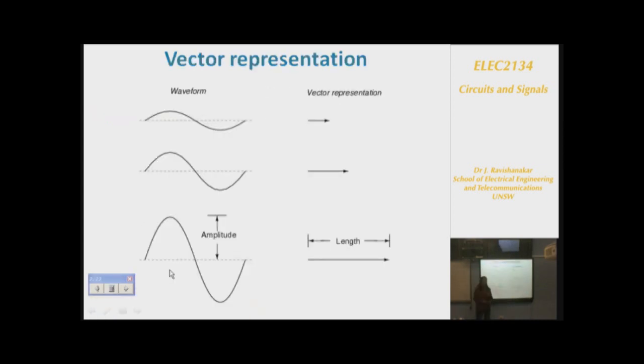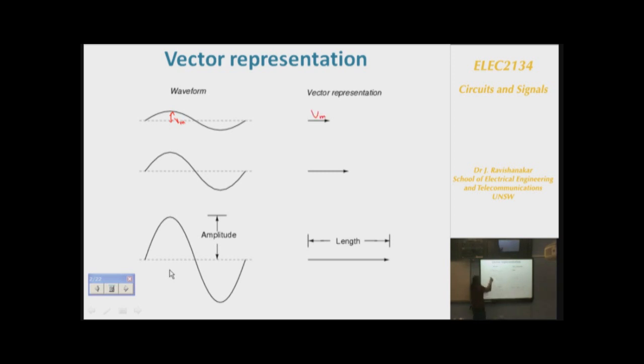You already know what a vector is. A vector is the one which has a magnitude and a direction. Now let us say this is a waveform. This has a particular magnitude, let us say the maximum value. So that can be represented as a vector with that value. If we say this is Vm here, then the length of this vector will be Vm.